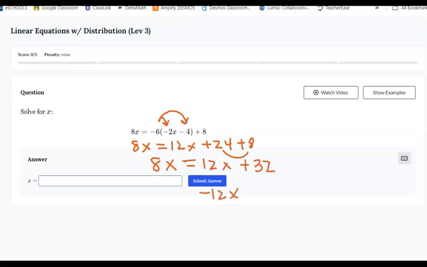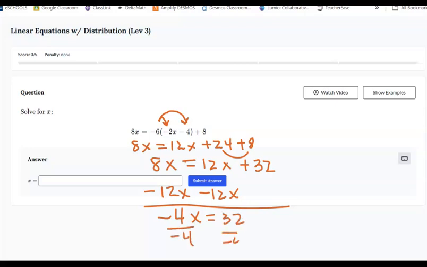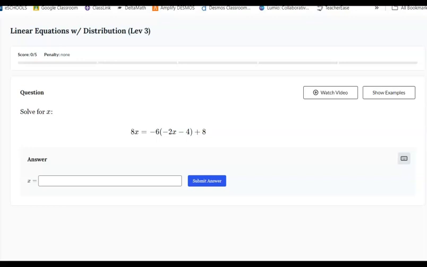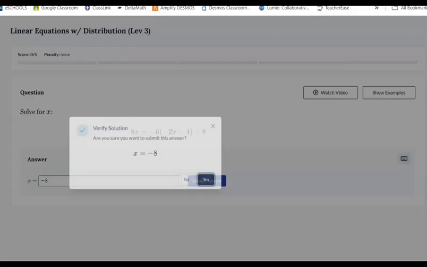Now I'm going to subtract 12x on both sides to get my x's on the same side of the equation. And then I'm going to divide by my coefficient of negative 4, and I get my final answer, which is negative 8. Type that in your answer box, and you're all set.